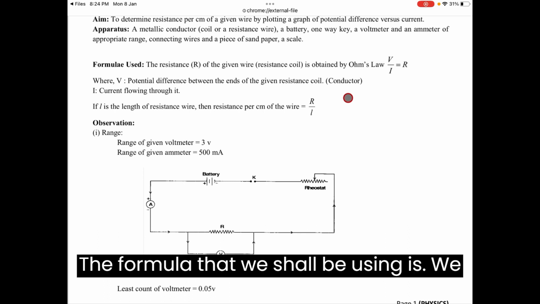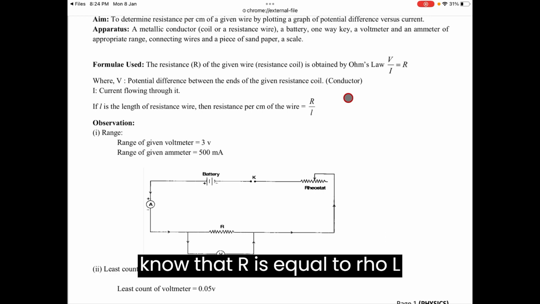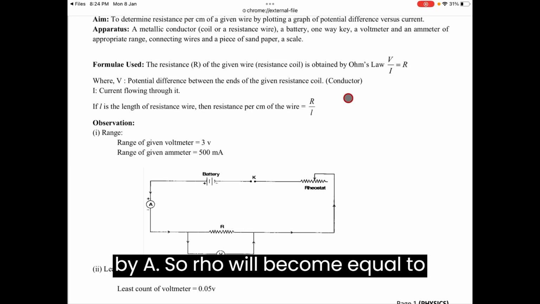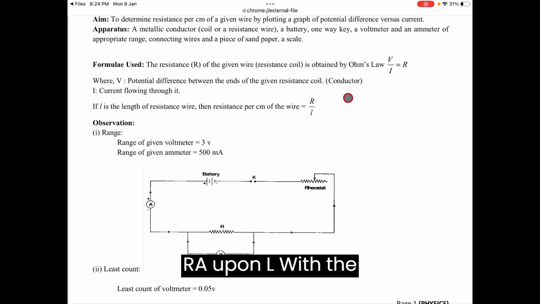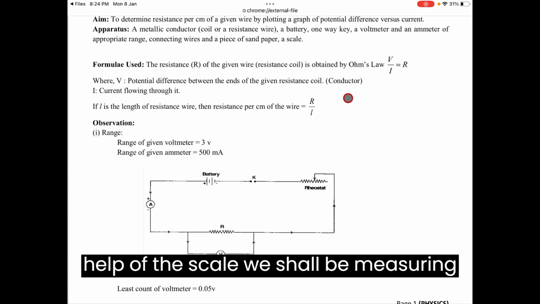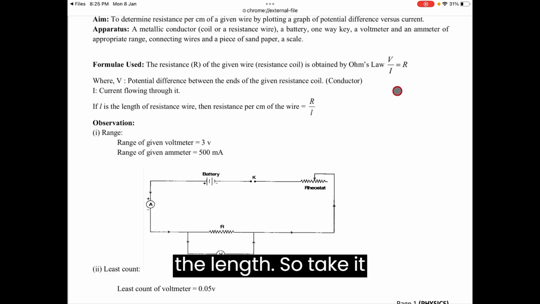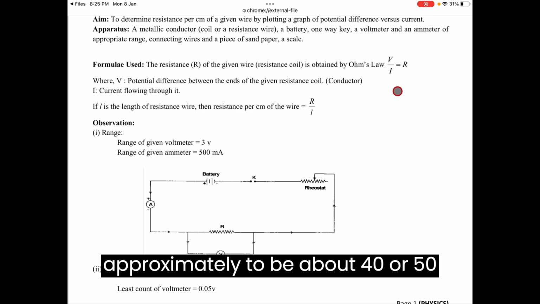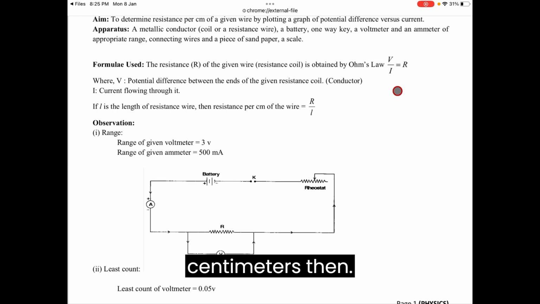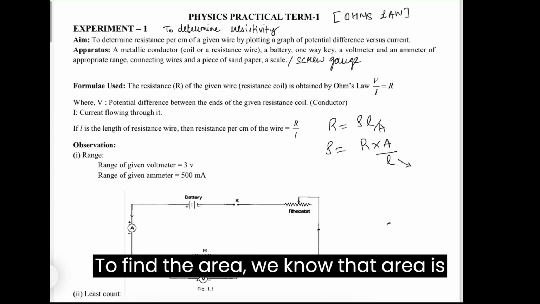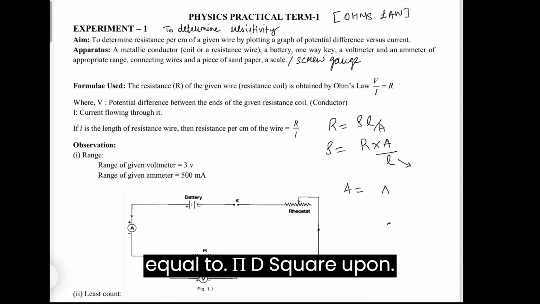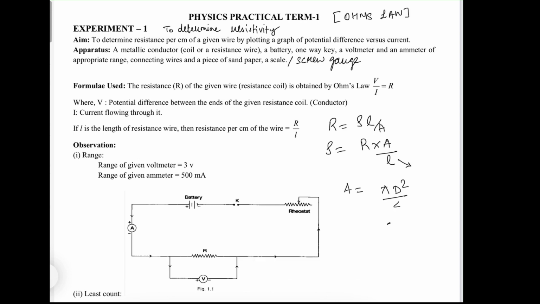The formula that we shall be using is, we know that R is equal to rho L by A. So rho will become equal to R into A upon L. With the help of the scale, we shall be measuring the length. So take it approximately to be about 40 or 50 centimeters. Then to find the area, we know that area is equal to pi d square upon 4.